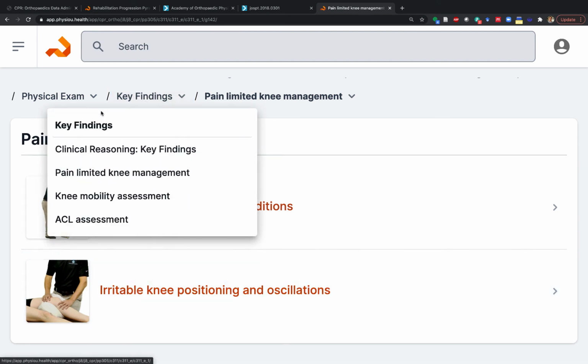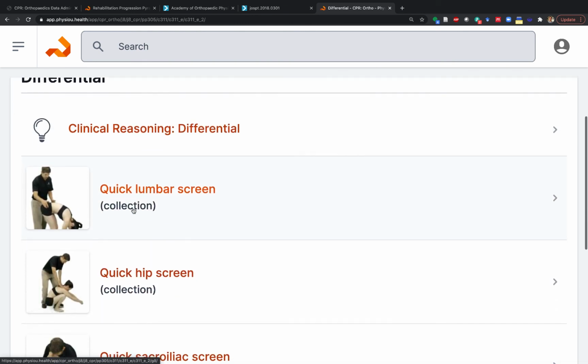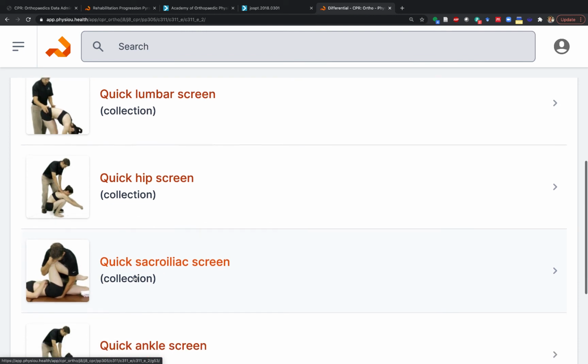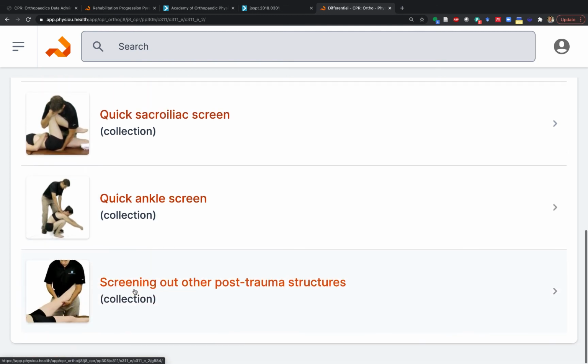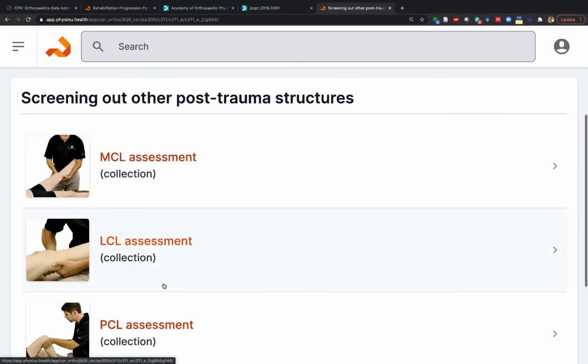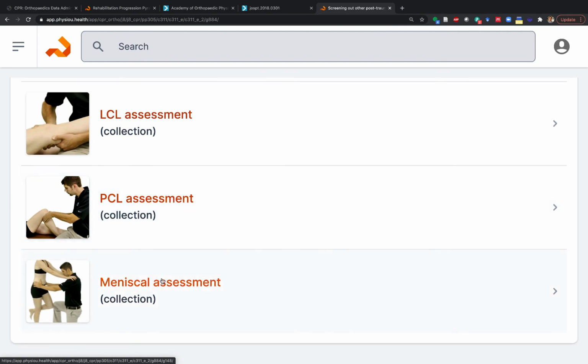And again, I would invite you to consider the differential diagnosis, clear out other structures that may refer pain to the area or might have been injured during that trauma, and screen out other post-traumatic structures like MCL, LCL, meniscal, right? Because of the terrible triad, many of these injuries occur together. So you have to kind of figure out what's going on.